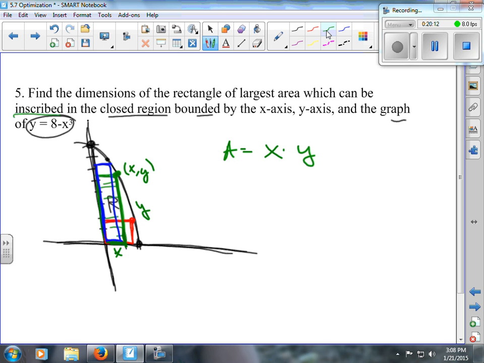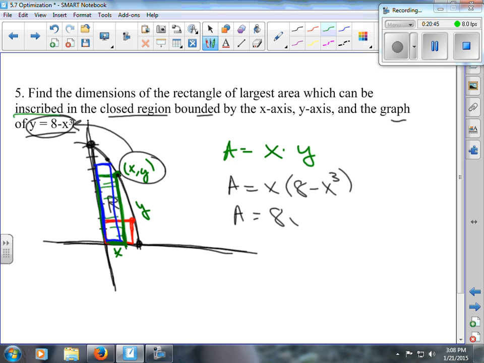Let's talk about the secondary equation. There needs to be some sort of relationship between x and y so I can eliminate one of those variables. And there is. This point xy on the curve here is described by that relationship right there. And so you don't even have to do any additional work for this. You just have to recognize that you already have a secondary equation. And so my area is x by 8 minus x cubed.